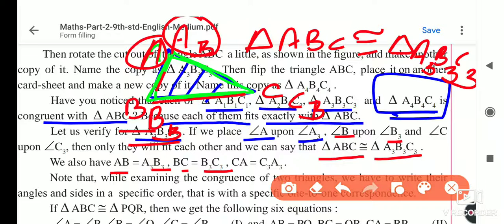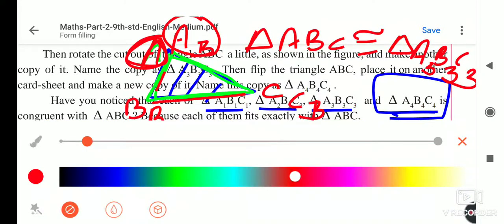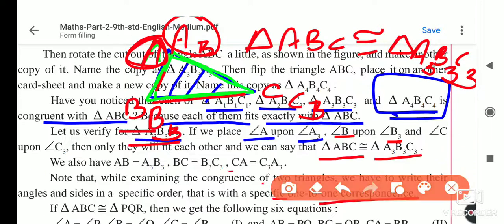Note that while examining the congruence of two triangles, we have to write their angles and sides in a specific order, and that specific order is called one-to-one correspondence. Now, how to write the correspondence of this? Whenever we are writing the correspondence, just see, A coincides with A3. If you see here, A coincides with A3, what will come here? In the first triangle A and in the other triangle, you know, A3. So A coincides with A3.